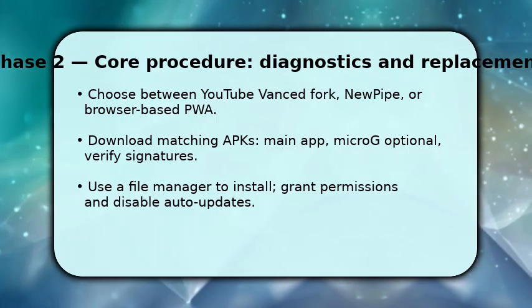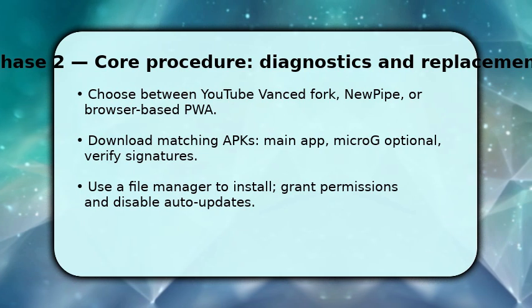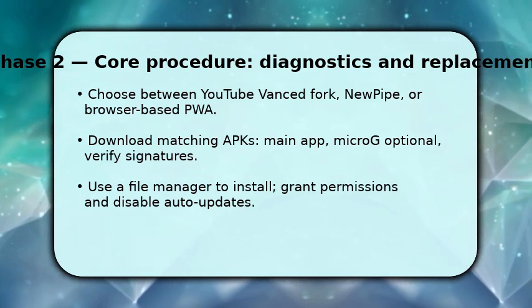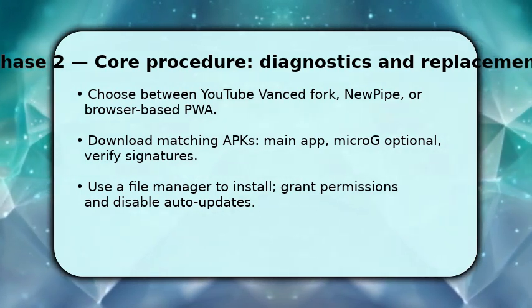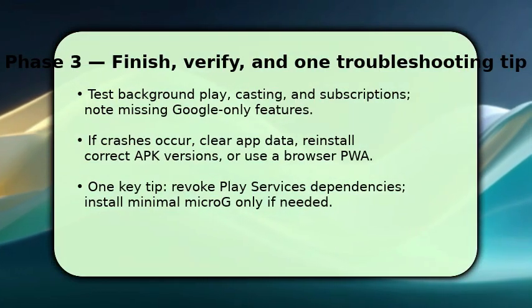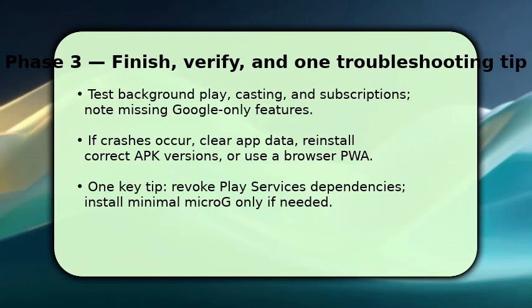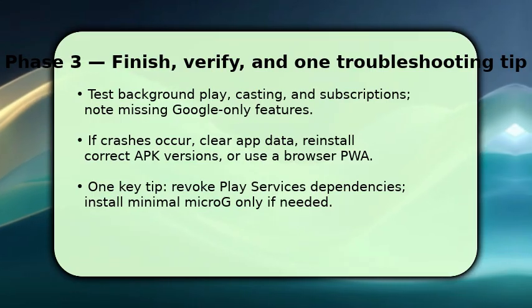Once installed, disable auto-updates from any app store to avoid play-dependent updates, and test playback and background audio to confirm operation. Finish by signing into the client if supported, syncing subscriptions, and verifying background playback and downloads. Make sure casting and notifications work. Some features tied to Google may be unavailable.